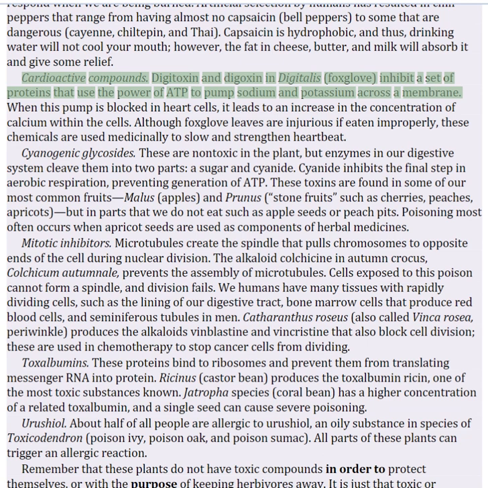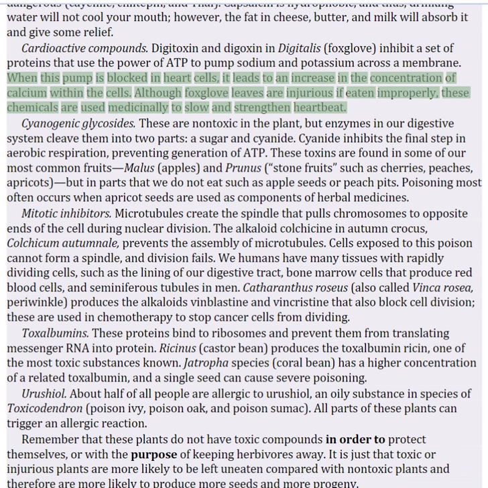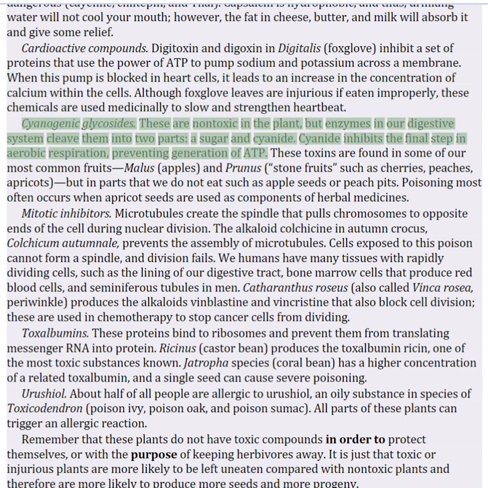Cardioactive compounds. Digitoxin and digoxin in digitalis inhibit a set of proteins that use the power of ATP to pump sodium and potassium across a membrane. When this pump is blocked in heart cells, it leads to an increase in the concentration of calcium within the cells. Although foxglove leaves are injurious if eaten improperly, these chemicals are used medicinally to slow and strengthen heartbeat.